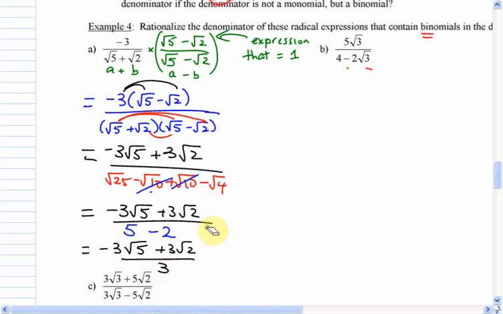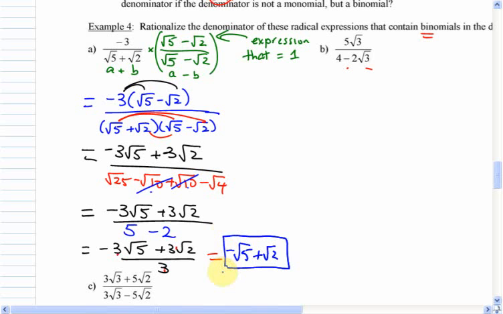Are we done yet, though? No, we're not done yet. Okay, anyone remember what I can do? You see all these 3's here? Can't we simplify that? Take each one, divide by 3, so we get, I think, just negative root 5 plus root 2. That would be the best answer.